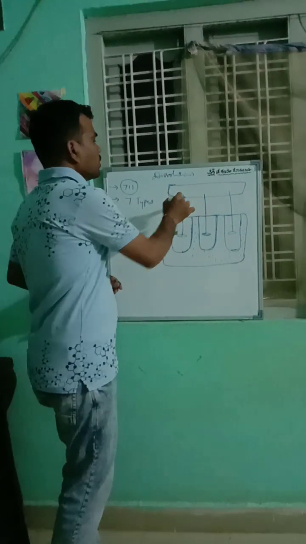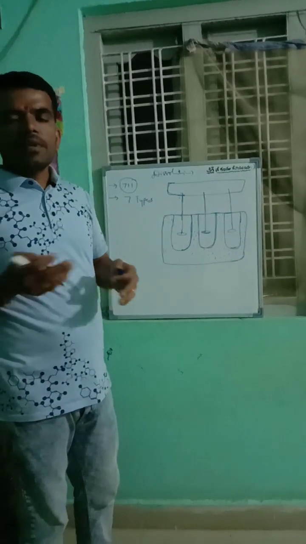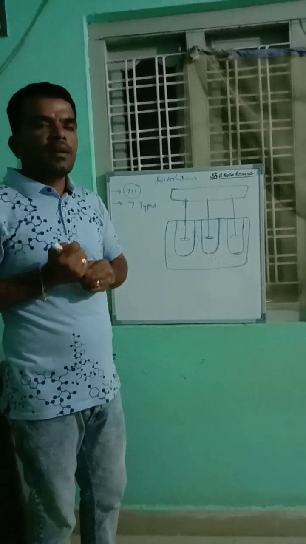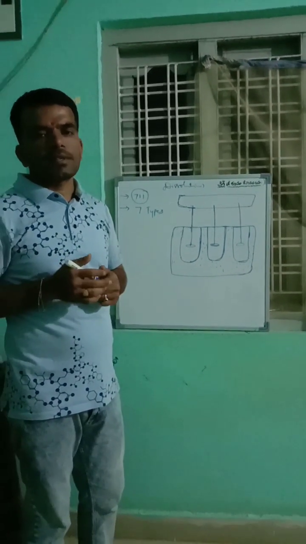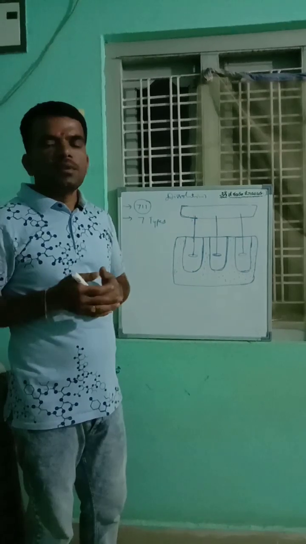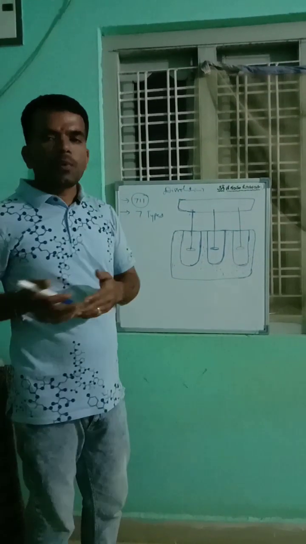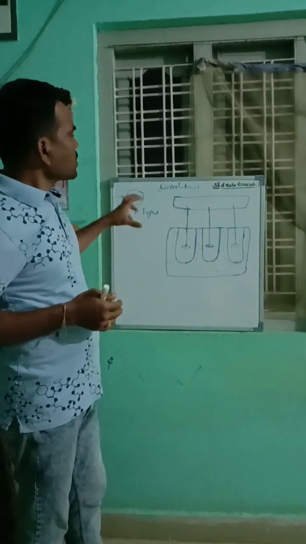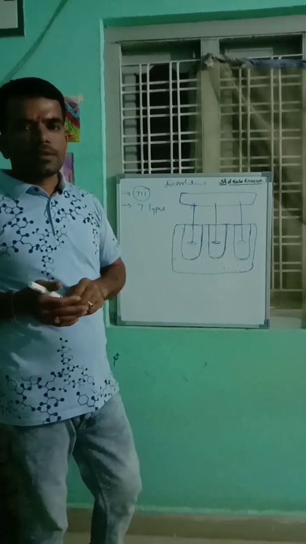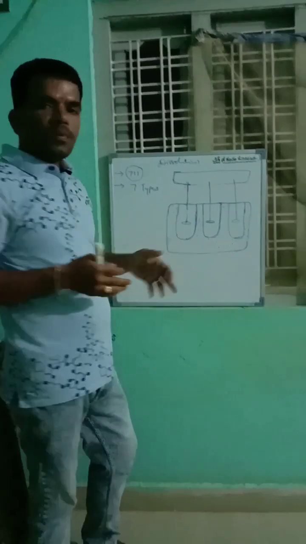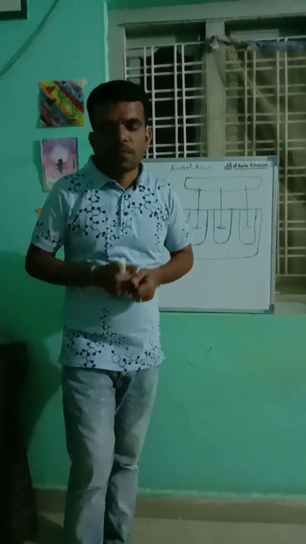Different pharmacopoeias have different types of apparatus. As per EP and IP there are only 2 types, paddle and basket. BP also has the same category, paddle and basket. Mainly we are focusing on the USP, which has 7 types of apparatus. Okay, first of all, we have to know what dissolution is.